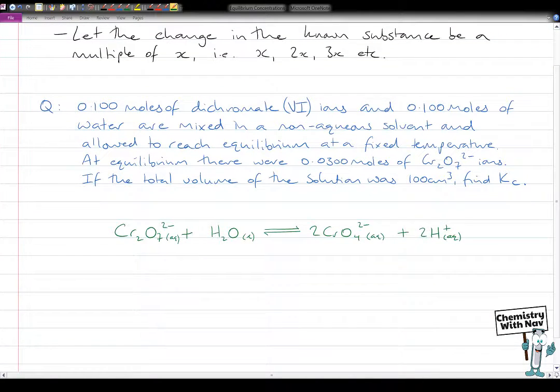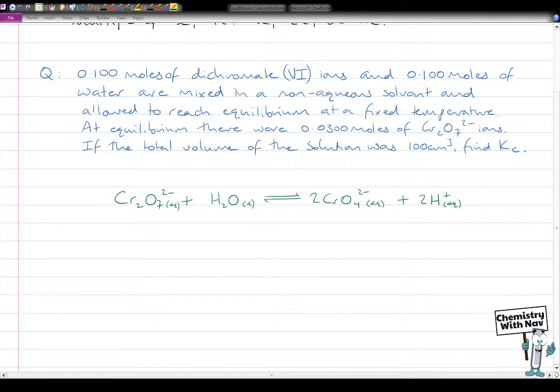So here's a question. 0.1 moles of dichromate(VI) ions and 0.1 moles of water are mixed in a non-aqueous solvent and allowed to reach equilibrium at a fixed temperature. At equilibrium, there were 0.03 moles of the dichromate ions. If the total volume of the solution was 100 cm³, find Kc. So there's two major steps here, and also don't forget, in an exam question this would be structured for you, so this would be going part by part, and I've lumped all of the question together here.